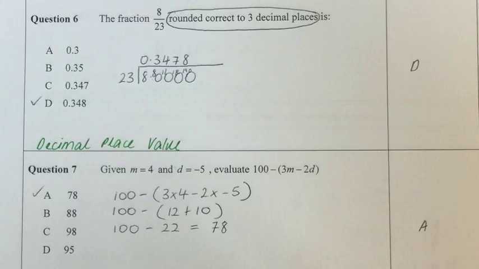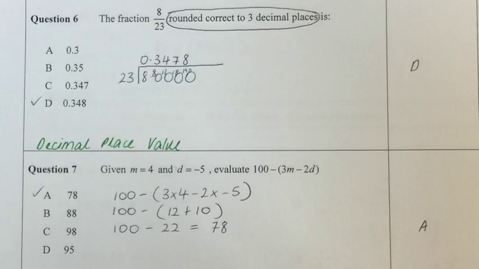Question 6. The fraction 8 over 23, rounded correct to 3 decimal places, is... Okay, so again, we're remembering that in a fraction, it's the numerator divided by the denominator. So that's what we're doing with our division. So we're sticking 23 out the front, and there's 8. And again, we're looking for the decimal, so we're putting in the point, 8.0000.